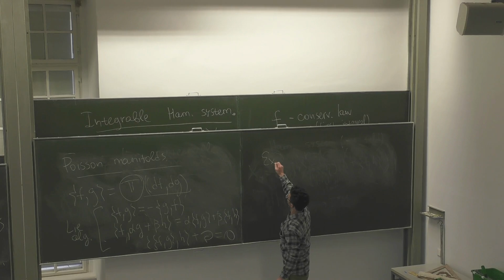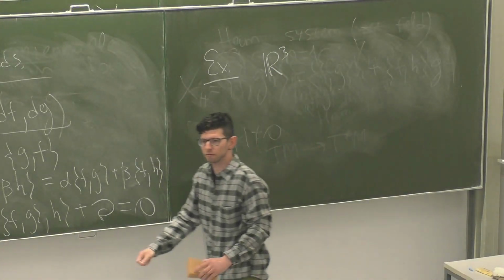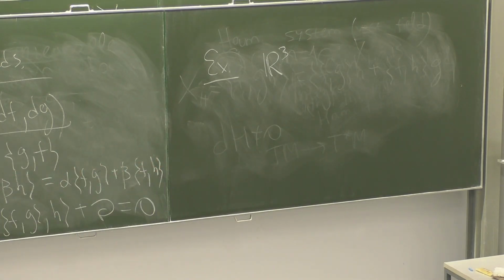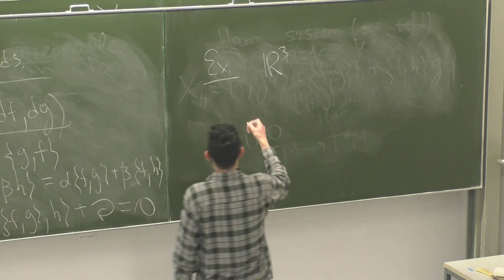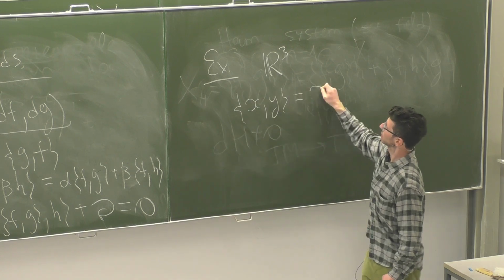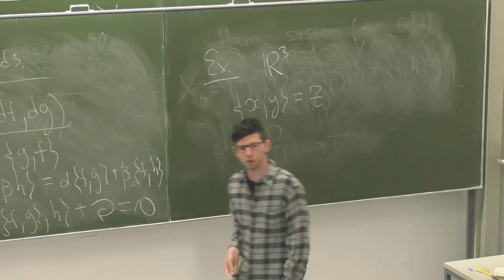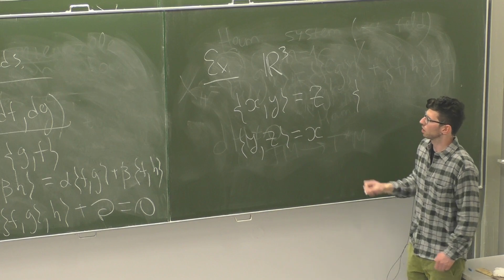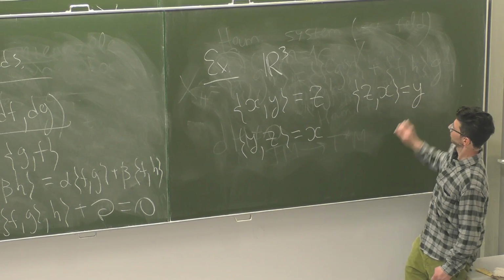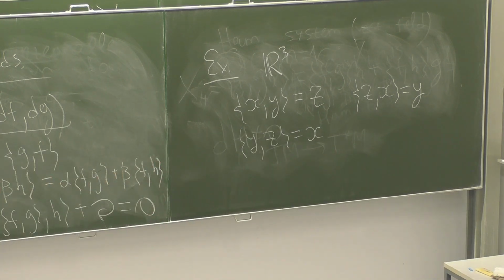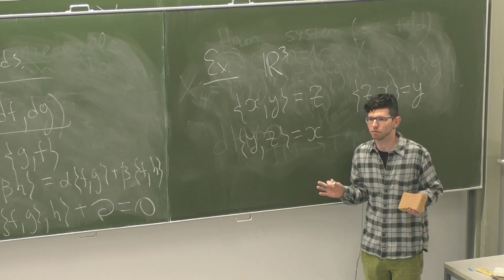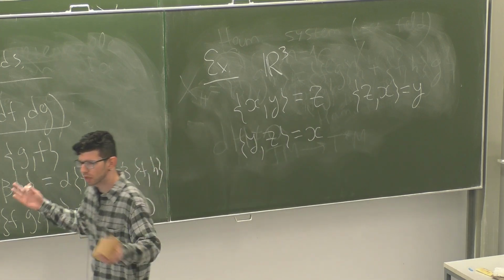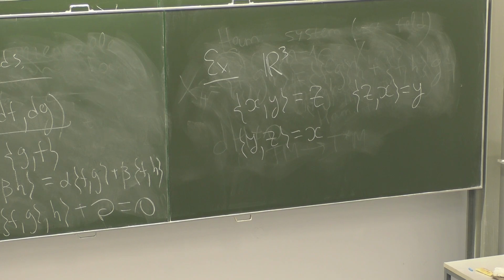So here is an example. We will define, in R3, a Poisson bracket. It cannot be symplectic because the dimension is odd. And we will define the Poisson bracket by the following formulas. The Poisson bracket of x and y is equal to z, and then you just cyclically permute the x, y, and z variables. So the Poisson bracket of y and z is equal to x. The Poisson bracket of z and x is equal to y. Of course, here we define Poisson brackets just for coordinate functions, not for all functions. However, using this product rule allows us to extend the Poisson bracket to all functions. One can see that this satisfies all the axioms of a Poisson manifold.